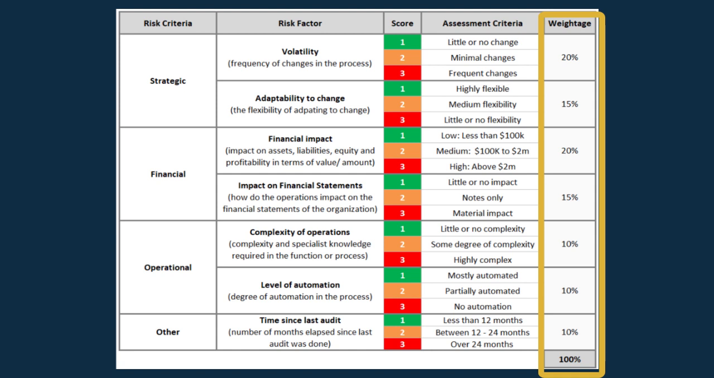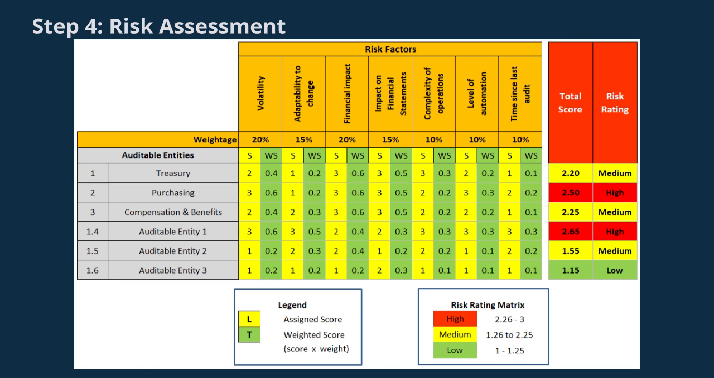Weightage is essentially the importance of the risk factor in determining the overall risk score. Remember to ensure the total of all weightage to be 100%. Once you have determined the risk factors and the assessment criteria, the next step is to carry out the risk assessment. Here is a practical example of how to carry out the risk assessment.